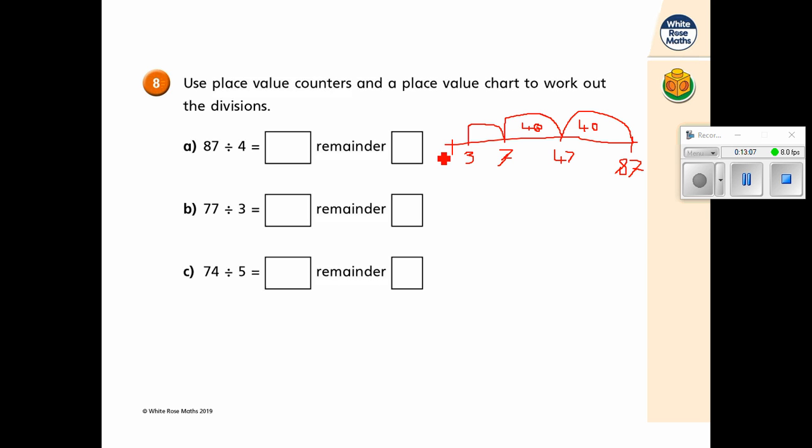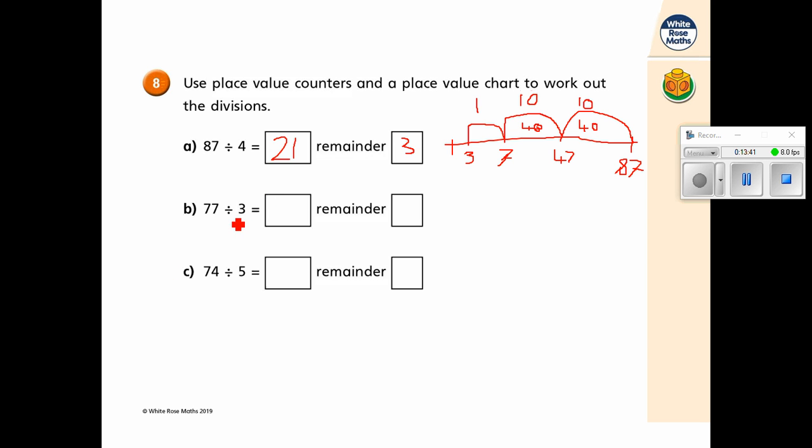So when we work out how many times we've taken away 4, we've taken it away once just there, and here we've taken it away 10 times, and here we've taken it away 10 times, and so in total we've got 10 add 10 add 1, which is 21. So here the answer is 21 remainder, and we can see that we got down to 3, so therefore the remainder is 3.